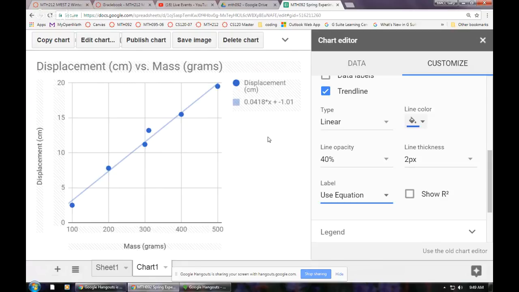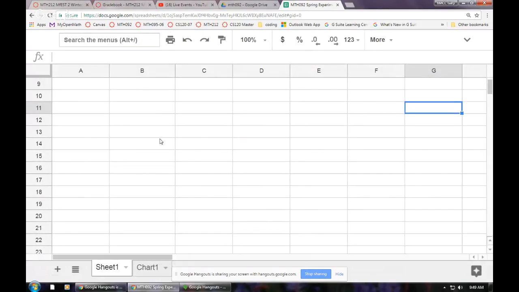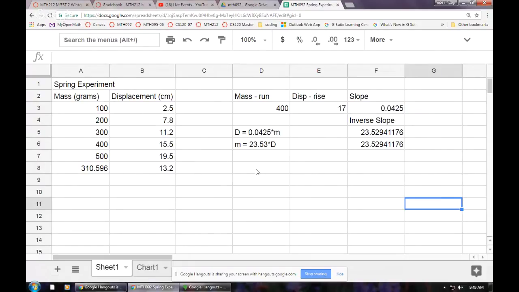They're using an x, which is my mass, minus 1.01. So that could reflect error in my measurement, or maybe the way I set the spring. Most likely it's error in my measurement because I didn't have the best ruler. So alternative model.